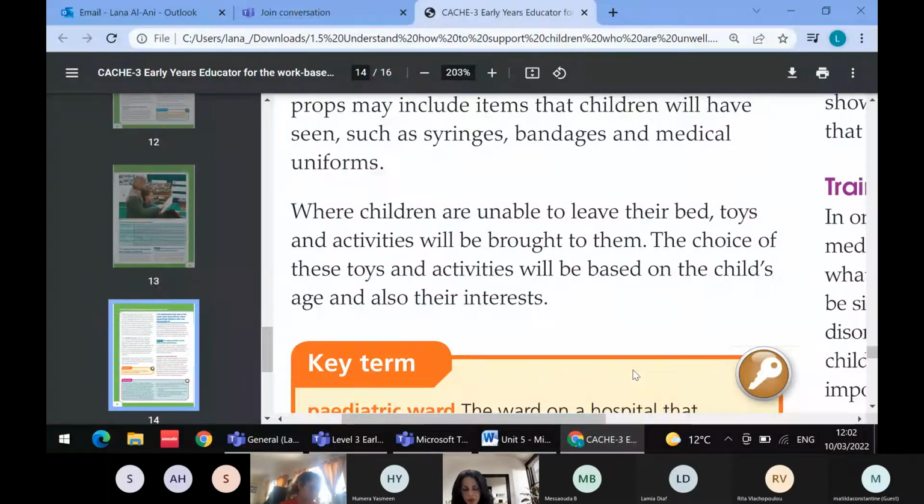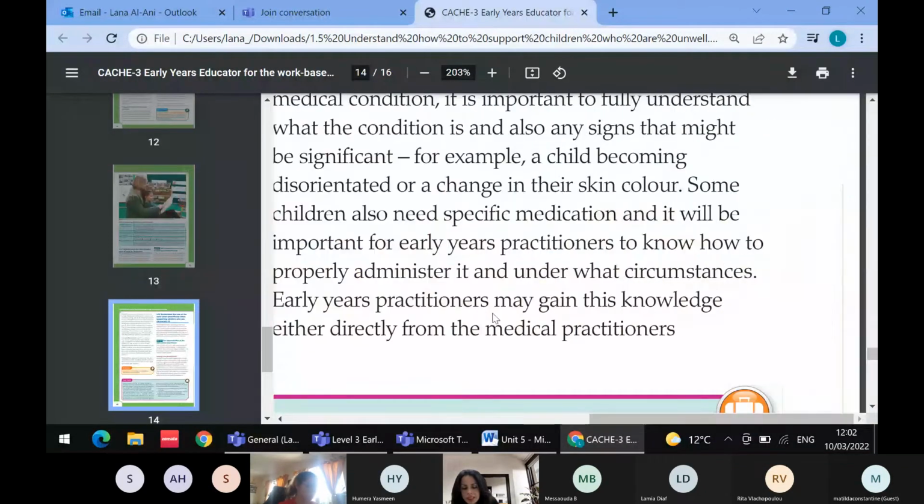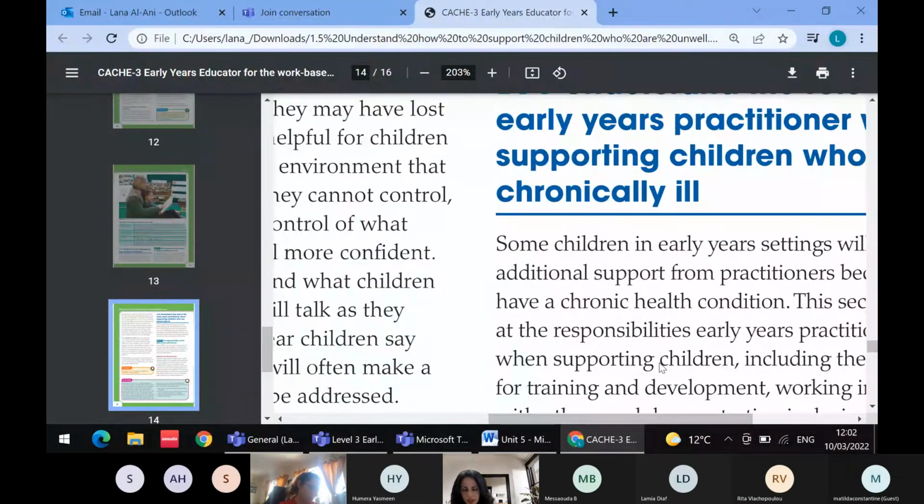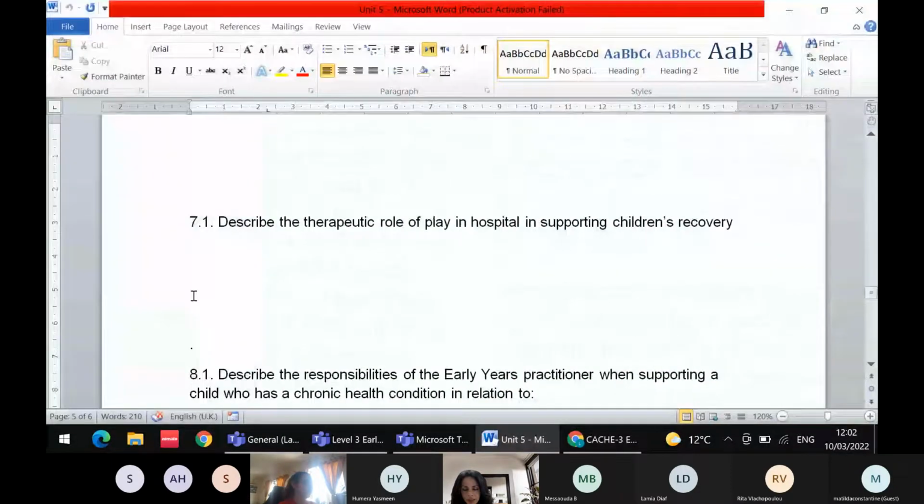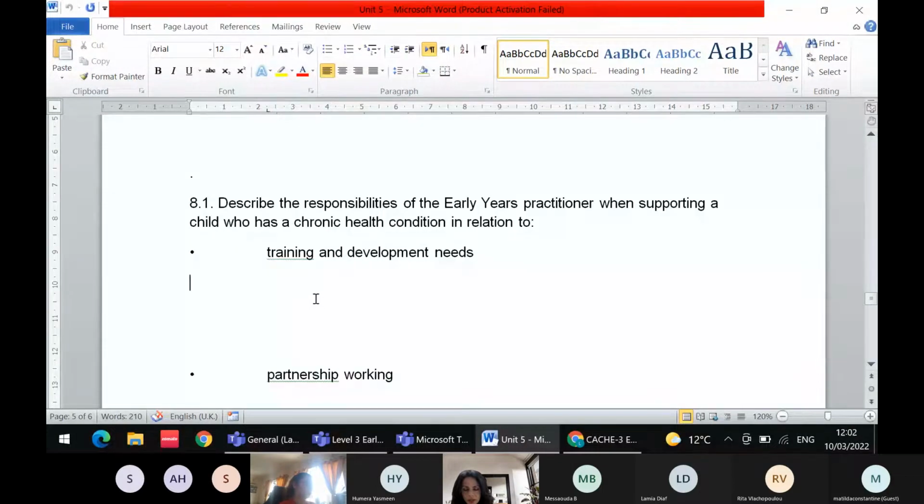Is this clear so far? Yeah. Excellent. So now 8.1, describe the responsibilities of an early years practitioner when supporting a child who has a chronic health condition in relation to training and development needs.